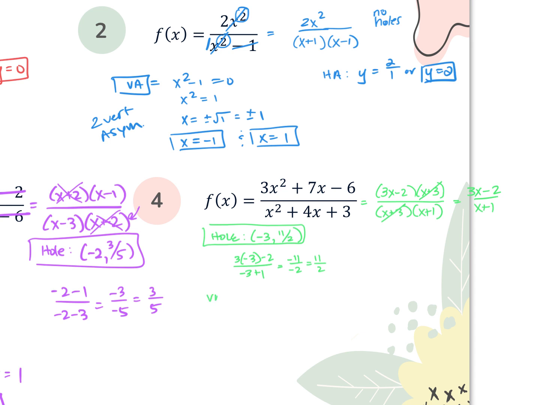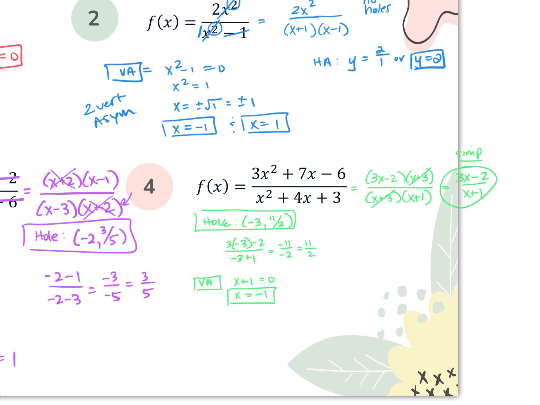For my vertical asymptote, I'm going to use the simplified version as well. In the simplified version, I know that my denominator is x plus 1, and I know that that cannot equal 0. So if x is negative 1, it's going to equal 0, and so that's my vertical asymptote.